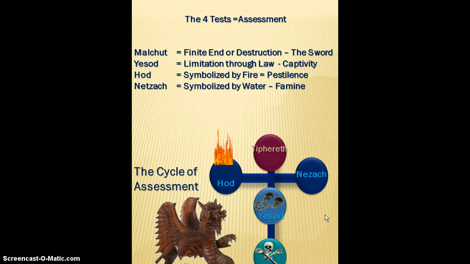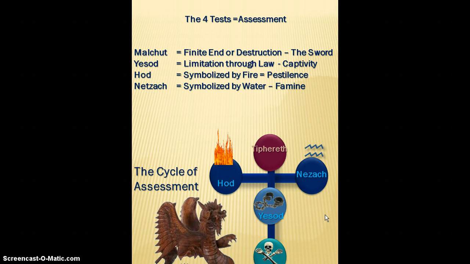Netzach is symbolized by water, and water is the universal symbol of the dragon itself. The dragon comes from water. He lives in water. Leviathan swims in the seas. The dragon has control over the Nile and such like.